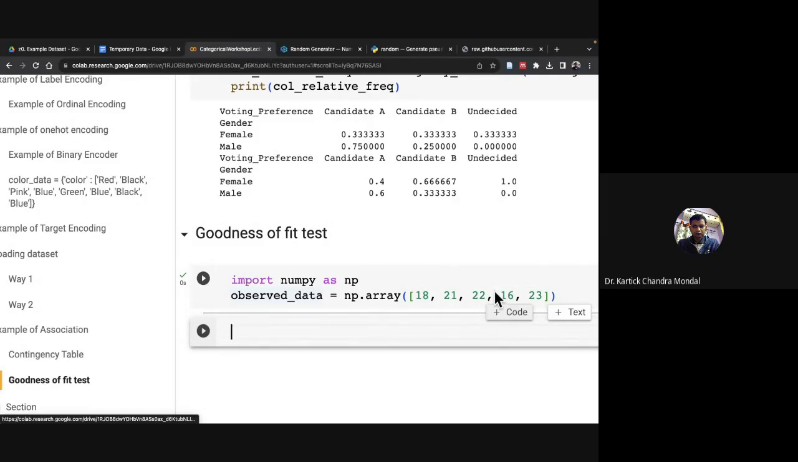Now for the 20, create the expected distribution model. Expected dist is equal to np.array, and there you have 20 multiplied by the length of the observed data.